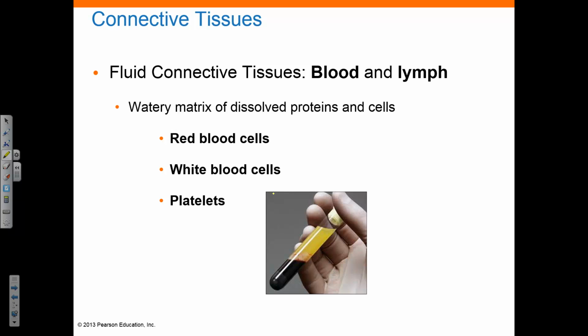Fluid connective tissue includes both the blood and the lymph. This type of tissue is composed of that watery matrix with dissolved proteins, as well as the cells that they suspend. The formed elements found in blood include red blood cells, white blood cells, and platelets.